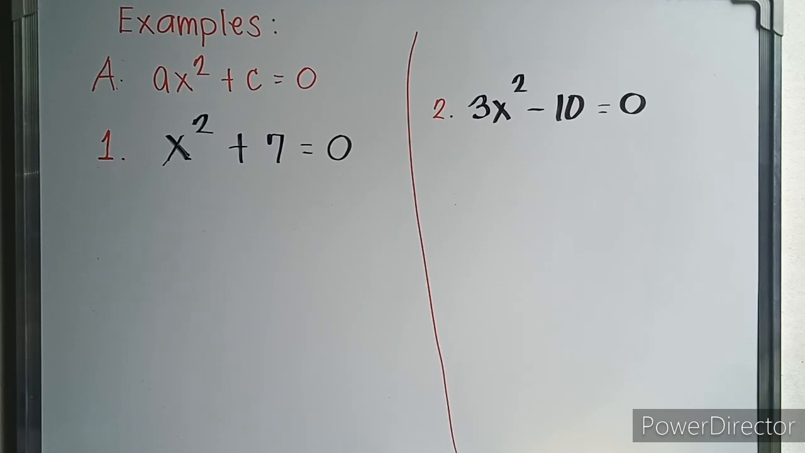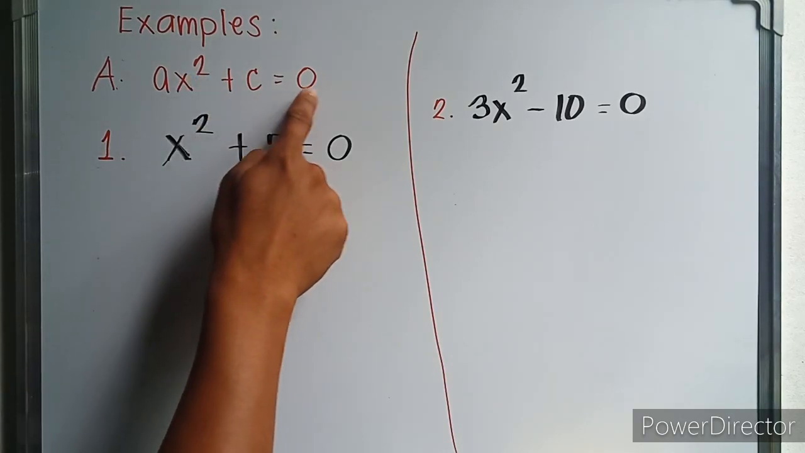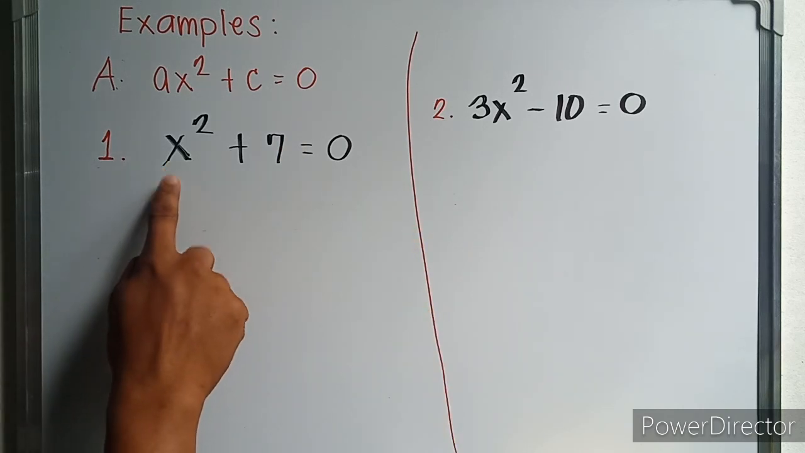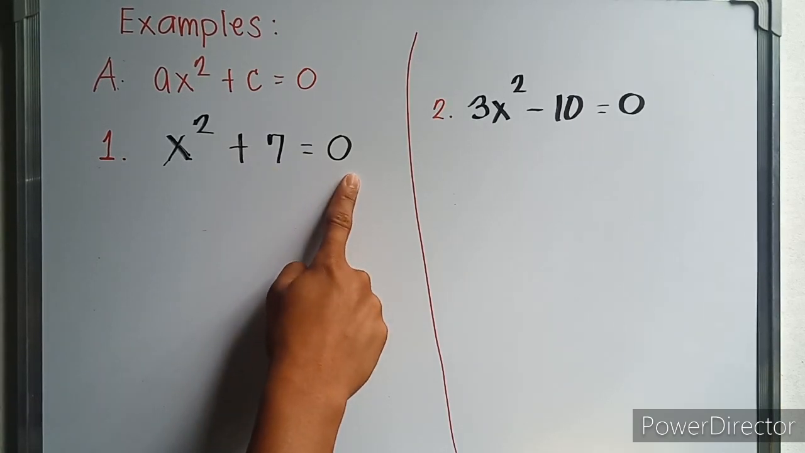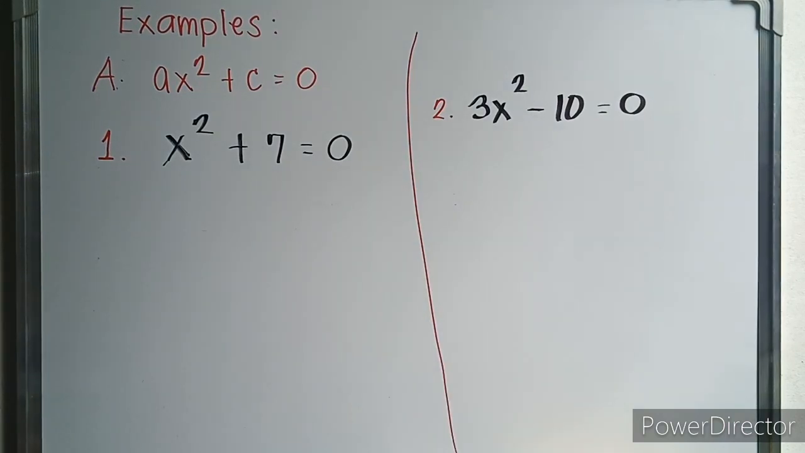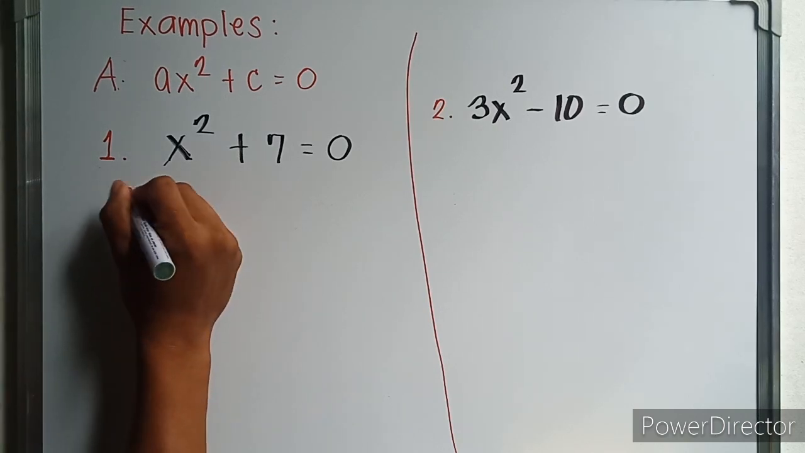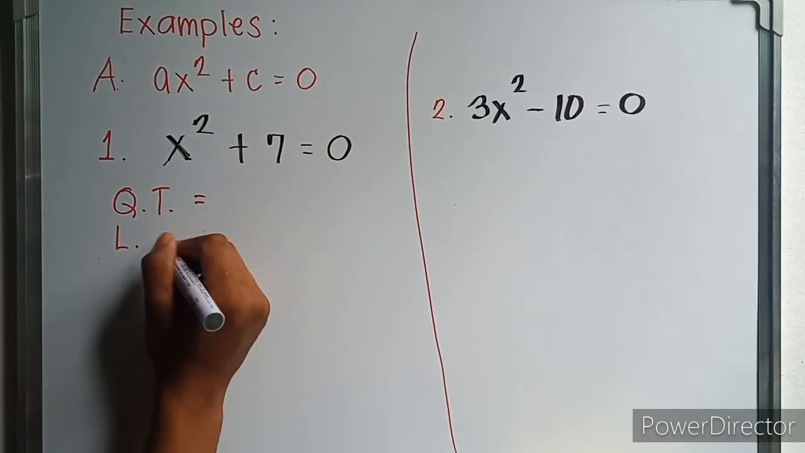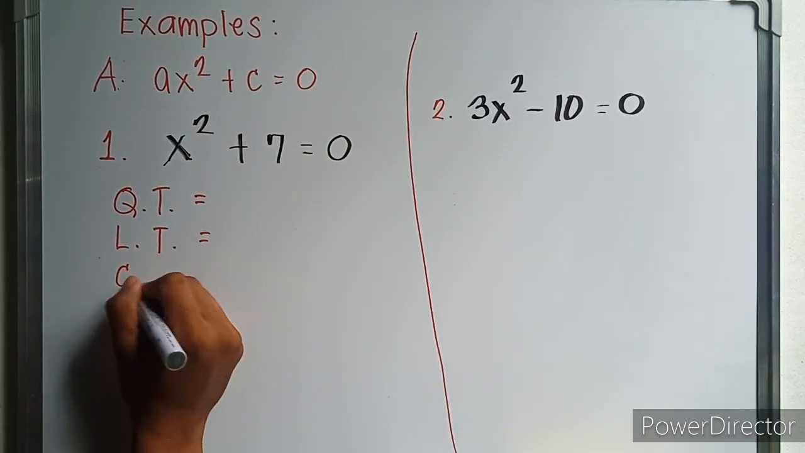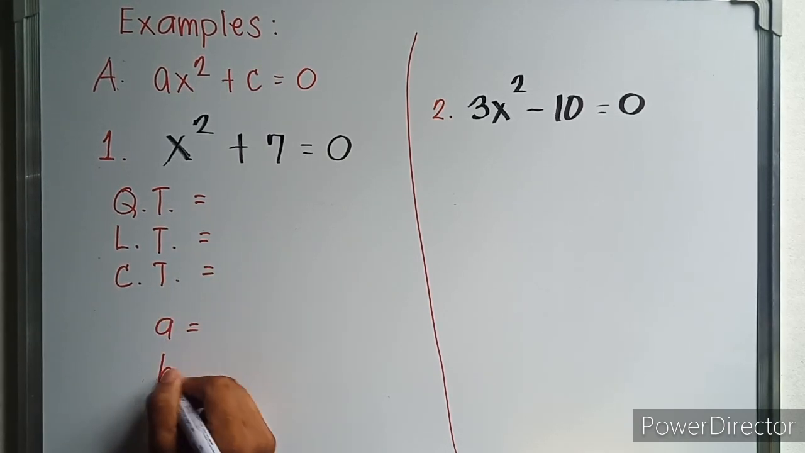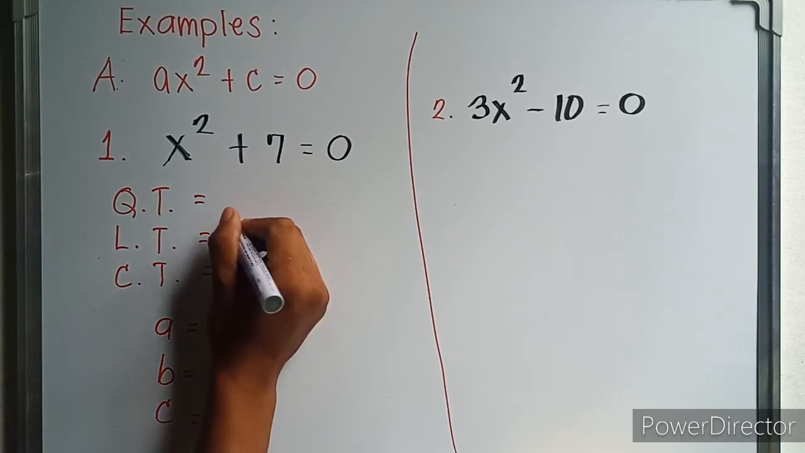Examples for the form ax squared plus c is equal to 0. I have given here two examples. The first one, x squared plus 7 is equal to 0. And for the second one, 3x squared minus 10 is equal to 0. Now, we are going to identify our quadratic term, our linear term, and our constant term. We also need to identify a, b, and c.